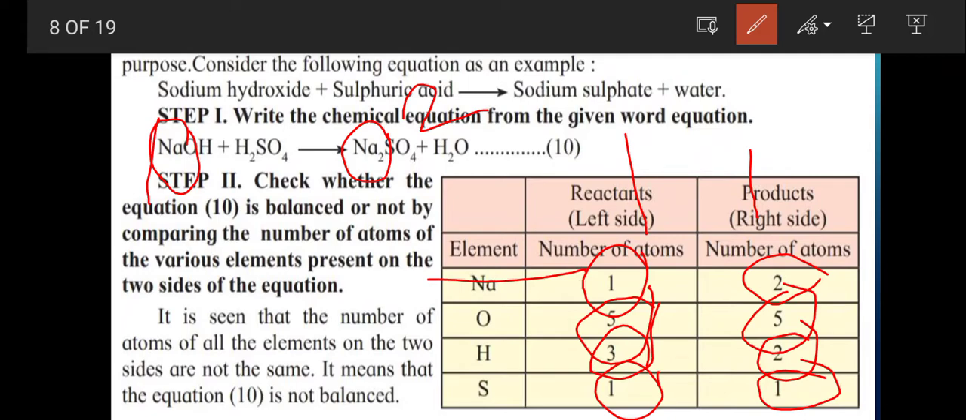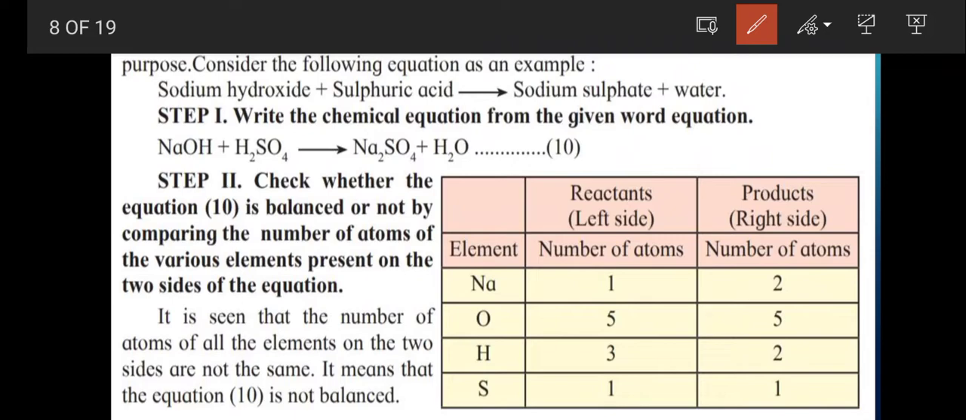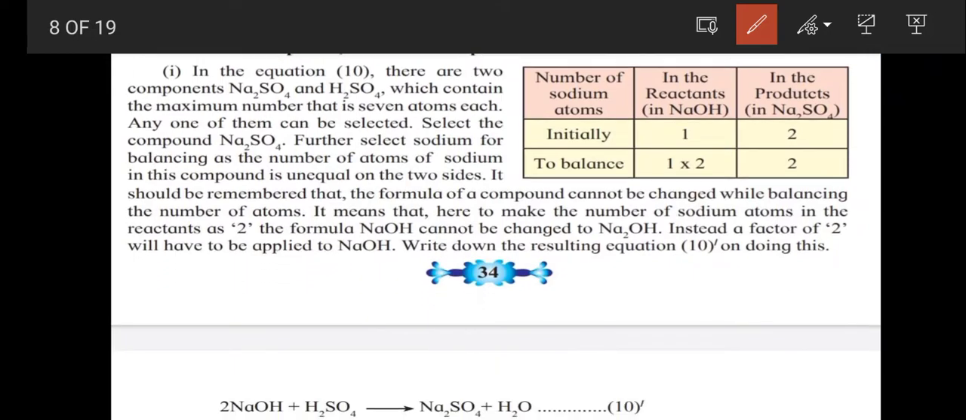That means they are saying to check whether the number of atoms in the equation are the same or different. So definitely here they are different. So the equation is not balanced. Now how to balance that one?